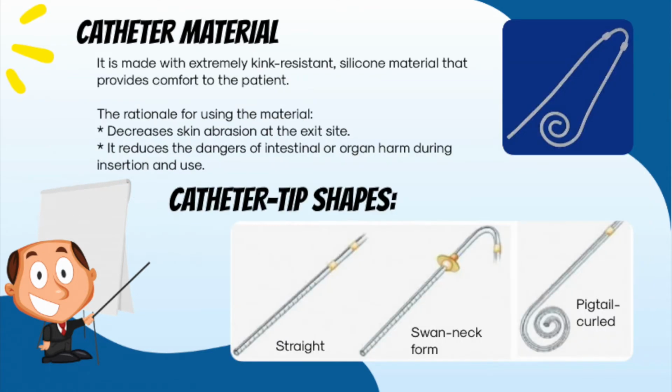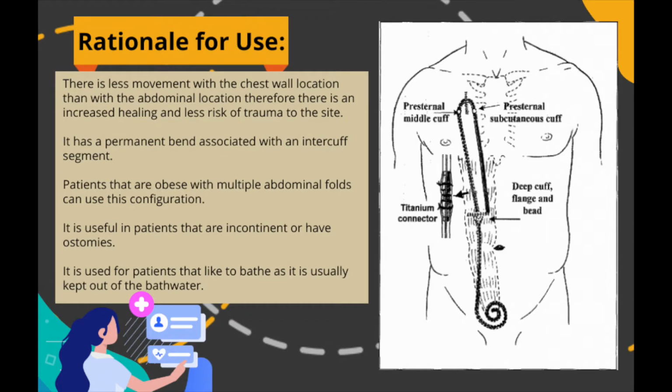Catheter material. The Swan Neck catheter is made of extremely kink-resistant silicone material that provides comfort to the patient. The typical shapes of catheter tips include straight, pigtail curled, and swan neck form. The rationale for use of the Swan Neck catheter includes less movement with the chest wall location than with the abdominal location, therefore there is increased healing and less risk of trauma to the site. It has a permanent bend associated with an intercuff segment.